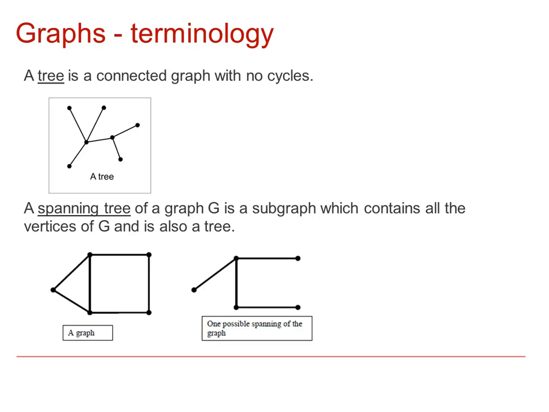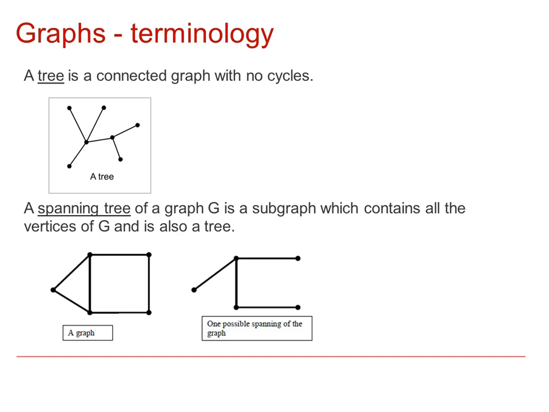A tree is a connected graph, so every vertex is joined to every other vertex, but there are no cycles, no loops, and no way of going round in a circle, as it were. So that's a tree, and literally it looks like branches coming out from each of the nodes.